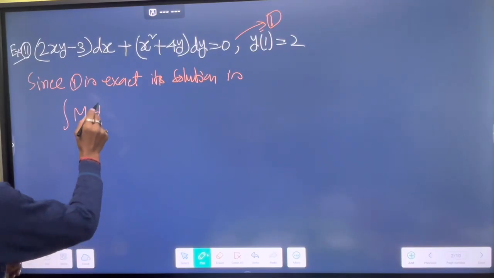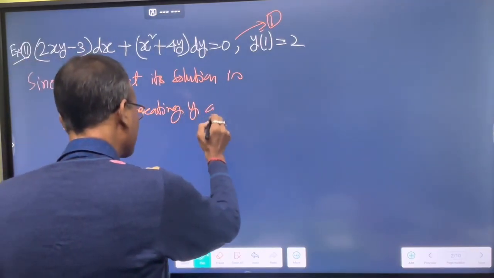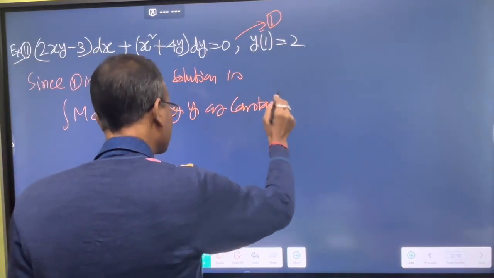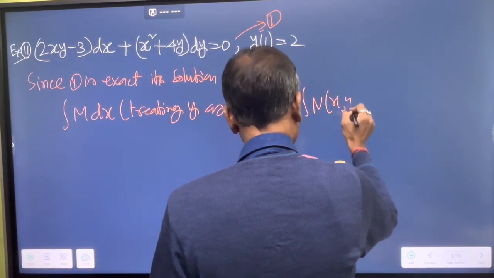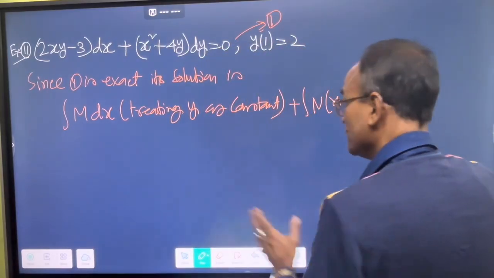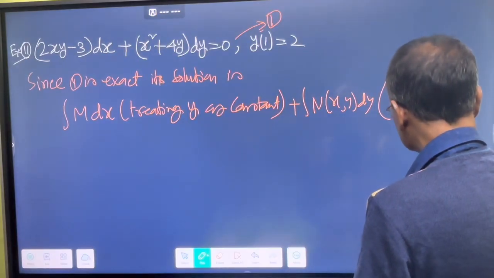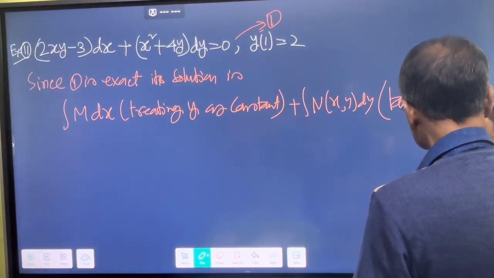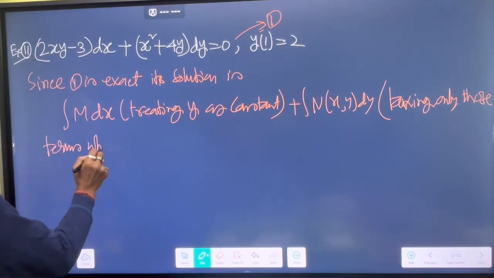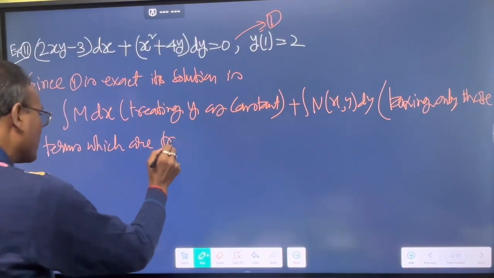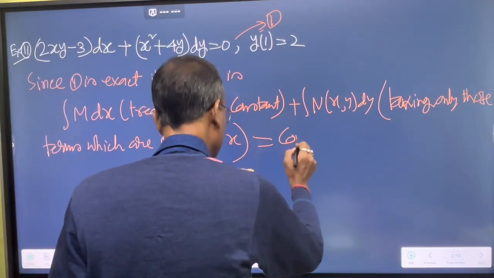integral M dx, treating y as constant, plus integral N dy, taking only those terms which are free from x, that is, which do not contain x. This is equal to a constant.